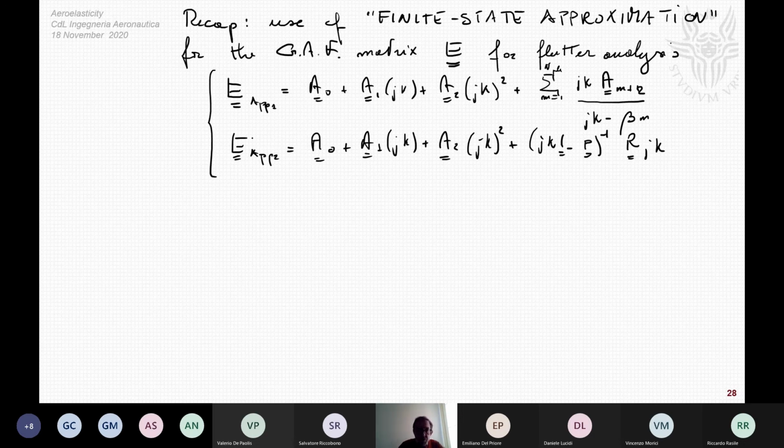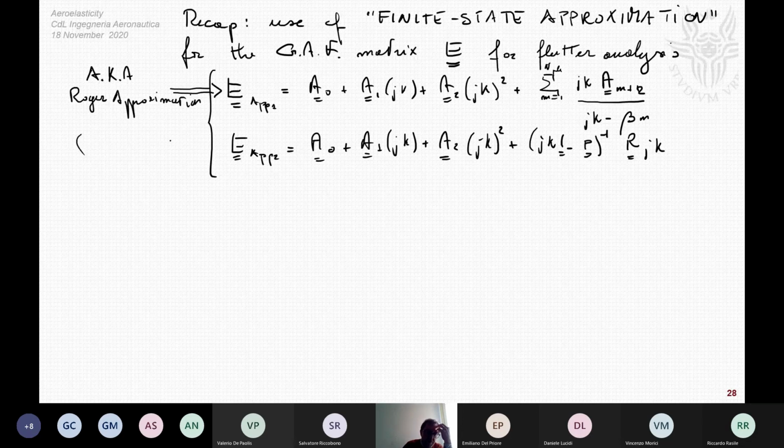And these are the two structures, and in the applications in industry, this is also known as the Roger approximation. Roger is a guy from Boeing who, in the 1970s, introduced this kind of approximation, the Roger approximation. And there are also some names for this second approximation, but there are several different names associated with this kind of approximation.